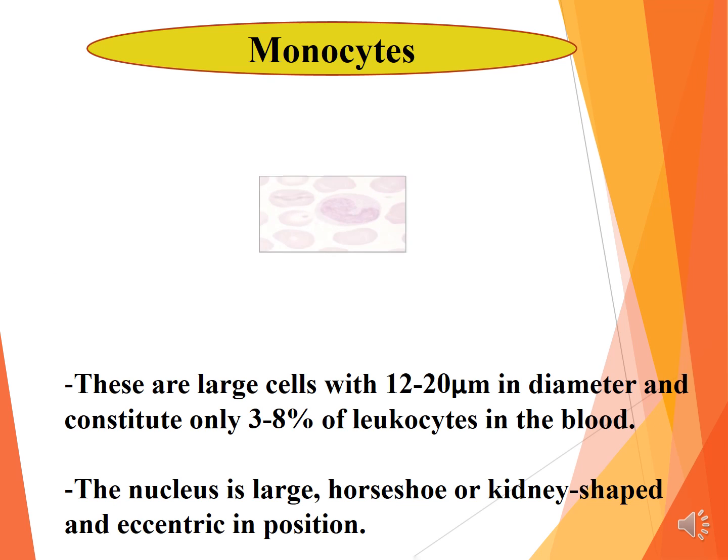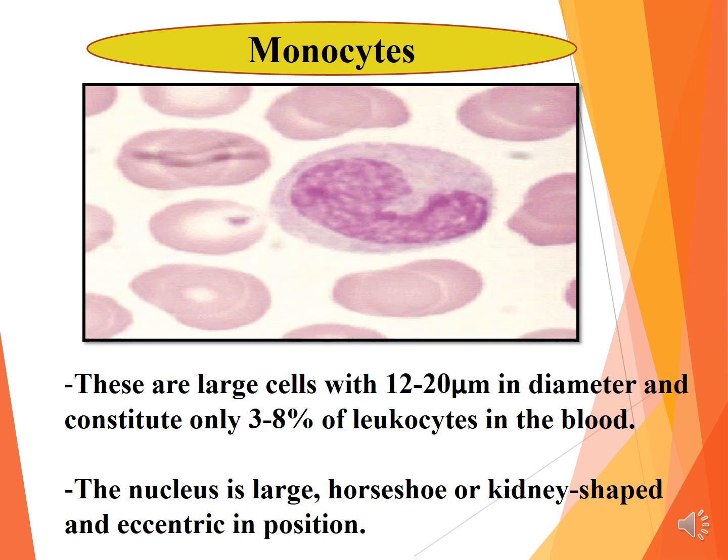النوع الآخر من الخلايا ضمن مجموعة granulocytes هو المونوسايتس، اللي تشترك بصفة إنه السيتوبلازم homogeneous the nucleus single. These cells are large with 12 to 20 micrometer in diameter and constitute only 3 to 8% of leukocytes in the blood. The nucleus is large مثل ما نلاحظ horseshoe or kidney shaped، شكلها مثل حدوة الحصان، بتكون eccentric in position، موقعها غير مركزي.